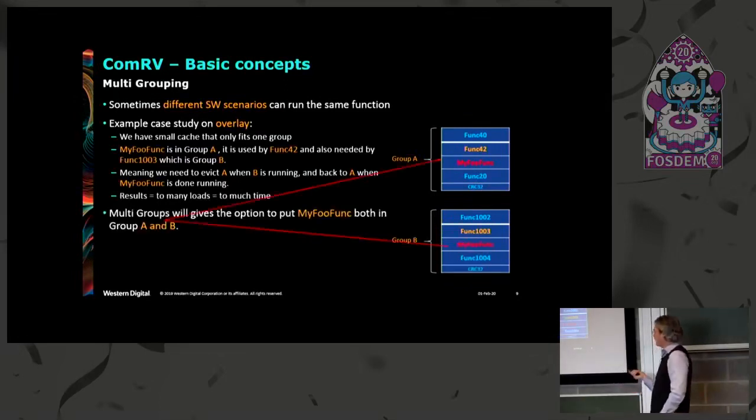The solution for multi-grouping is that my foo function can live in both of the groups. It can be in group A and also in group B. Then, when function 1003 calls my function foo, you will see it's in its own group and there is no need to evict or load group A.